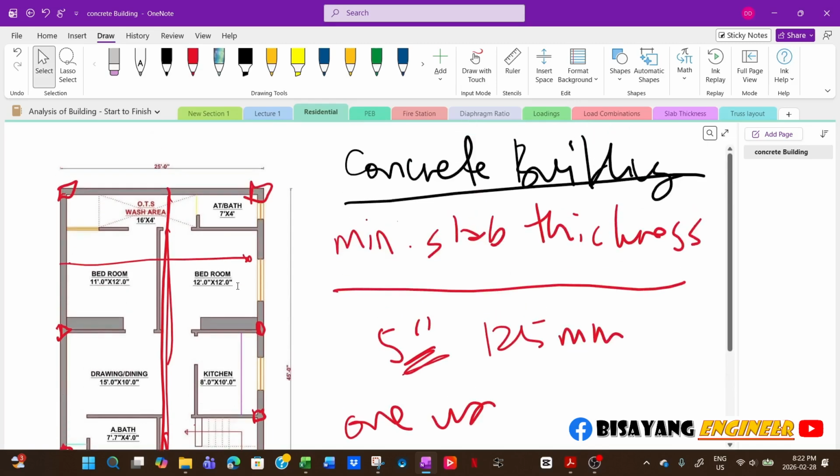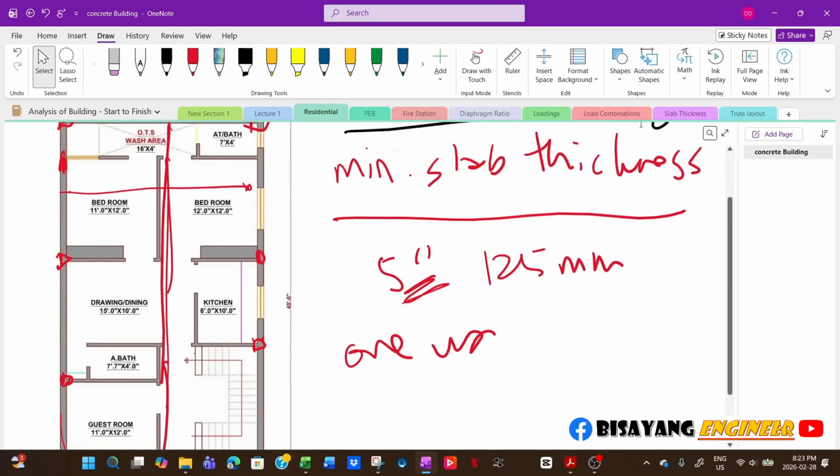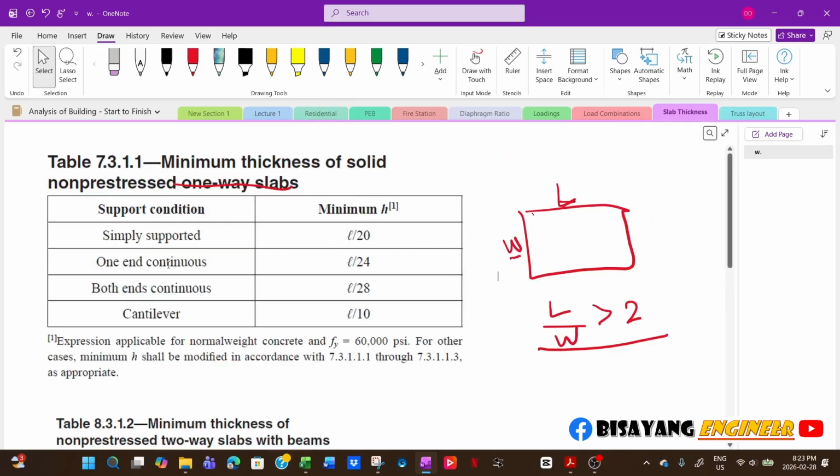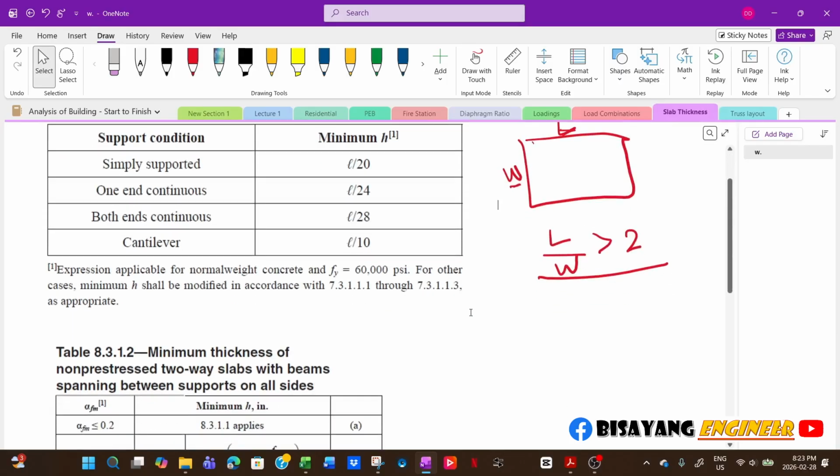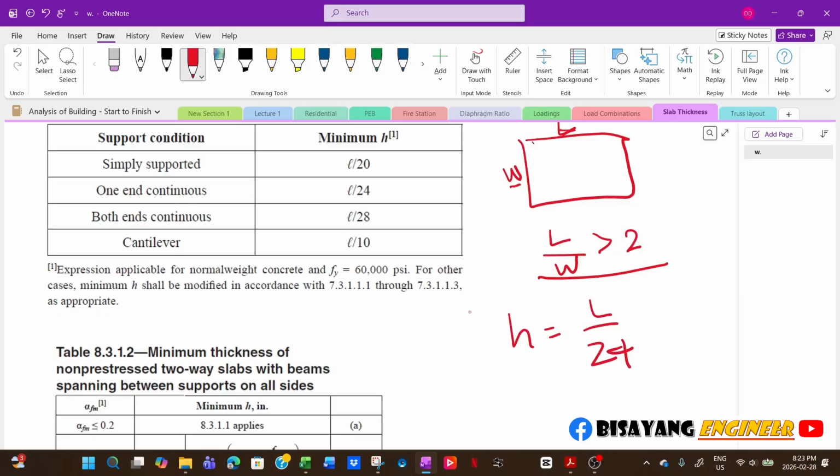You already decided to have that intermediate beam because this is 25 feet. So this will divide that into 2. Then on this side, this will be one end continuous. So most likely it will be one end continuous. Now, for example, in this formula here, one end continuous, your minimum H is equal to L over 24, right? So that's L over 24.